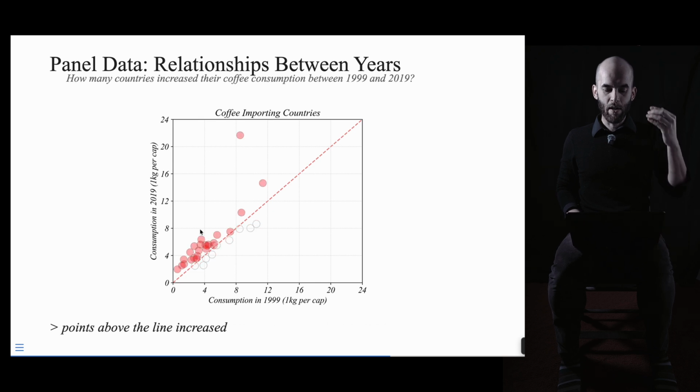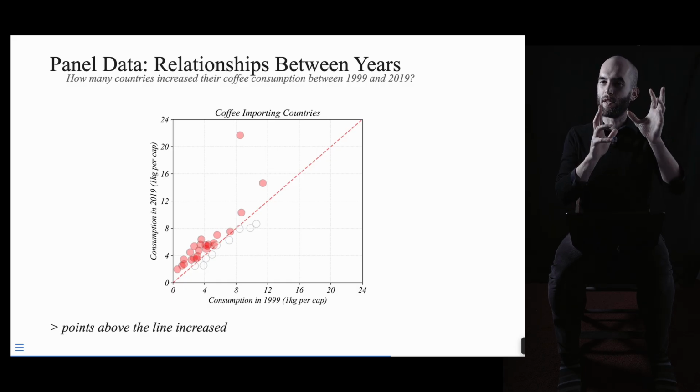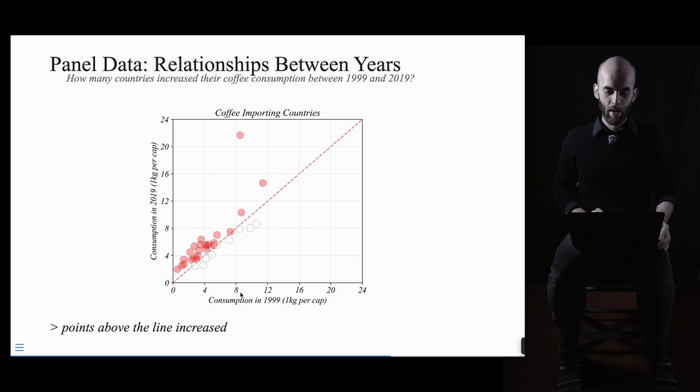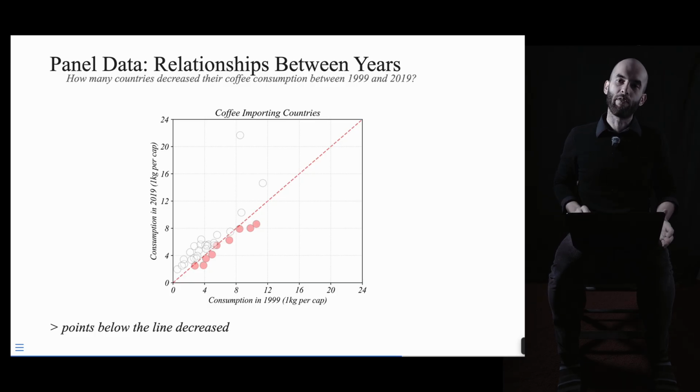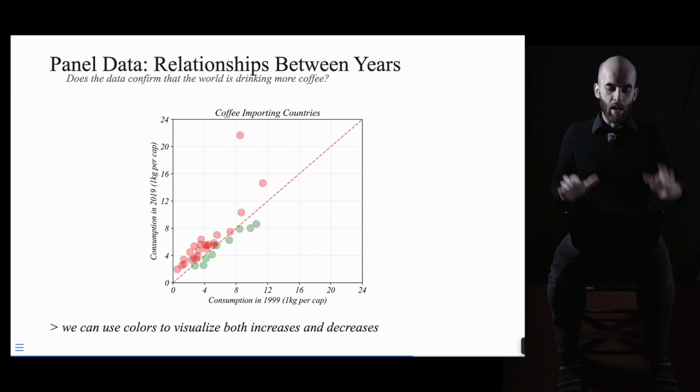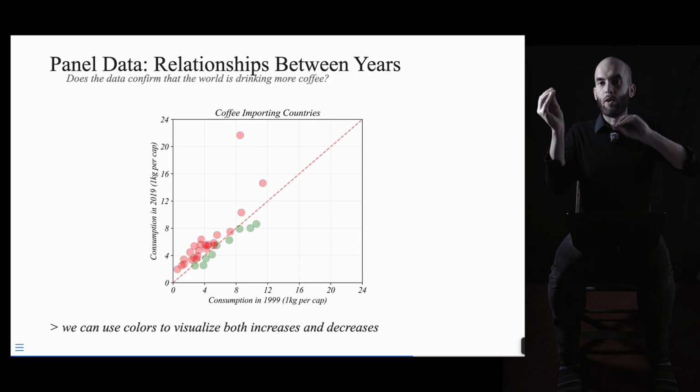And if we're interested in finding all of the countries that have increased their coffee consumption per capita, all we have to do is look at all of the points above that line. So in 1999, they were consuming 8 kilograms per capita. In 2019, they are consuming more than 8 kilograms per capita. So that puts them above the line. And then the same is true for all the points under the line. So if we've decreased our coffee consumption per capita, we would be below the 45 degree line. And then here I've just used colors to encode increases and decreases.